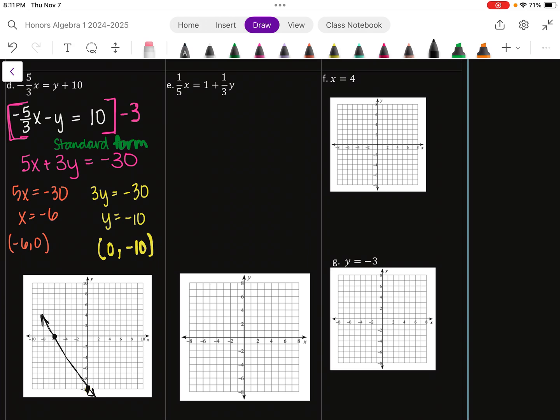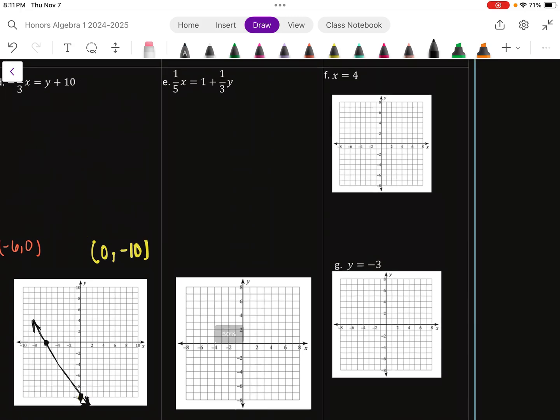And I keep moving. That looks a little funky at the end there, but that is an arrow at the end, right? Make sure we have arrows at the end of our lines because they are continuous. We want to make sure that we have those arrows.